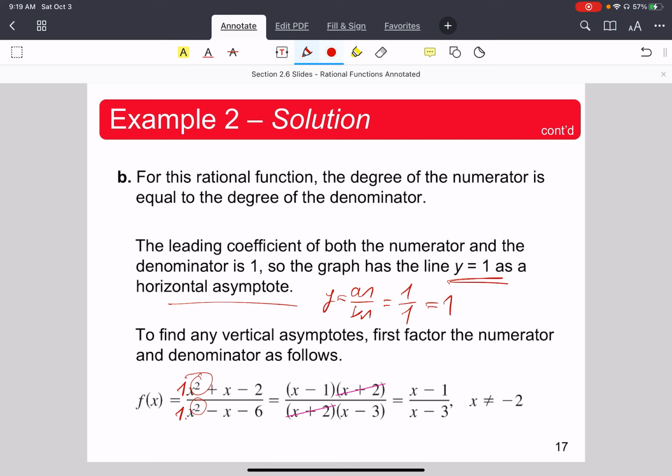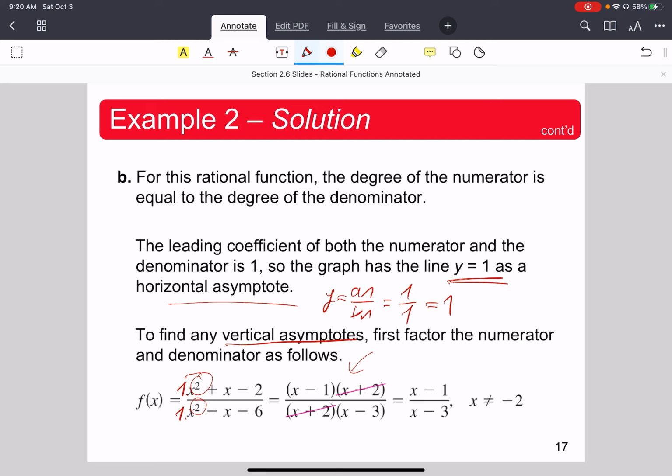So now we're going to find the vertical asymptote. The way we're going to do that is, again, we need to make the bottom 0. One thing we need to make sure of with these polynomials is that we simplify if possible. So I'm going to factor the top and factor the bottom. When we do that, we realize the bottom is x plus 2 times x minus 3. The top is x minus 1 times x plus 2.